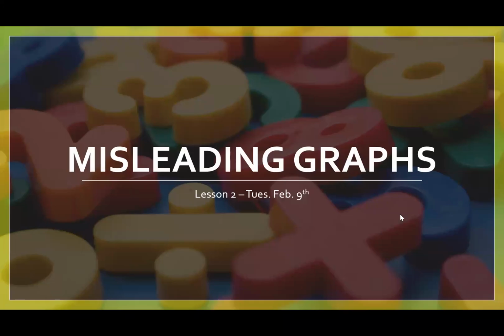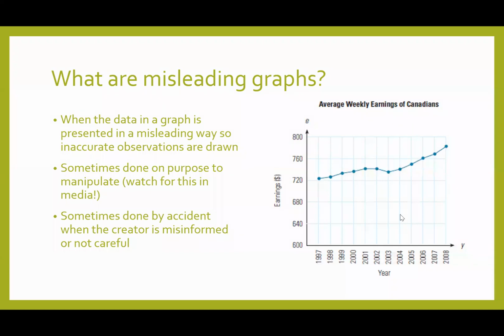This is lesson 2 of unit 1, misleading graphs. What are misleading graphs? It's when the data in a graph is presented in a misleading way, so inaccurate observations are drawn. Something is slightly altered about how the graph is made so that visually it looks a little bit different and tells a slightly different story than what the truth might actually be.